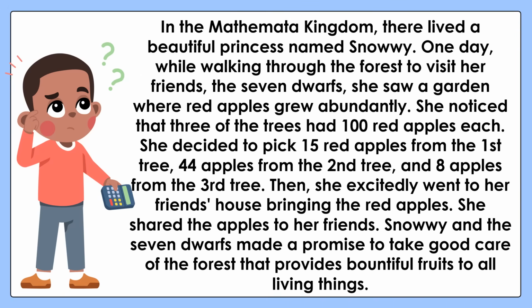In the Mathemata kingdom, there lived a beautiful princess named Snowy. One day, while walking through the forest to visit her friends, the seven dwarfs, she saw a garden where red apples grew abundantly. She noticed that the three of the trees had 100 red apples each. She decided to pick 15 red apples from the first tree, 44 apples from the second tree, and 8 apples from the third tree. Then she excitedly went to her friend's house bringing the red apples.